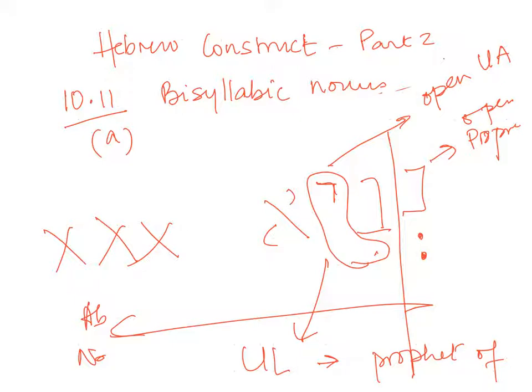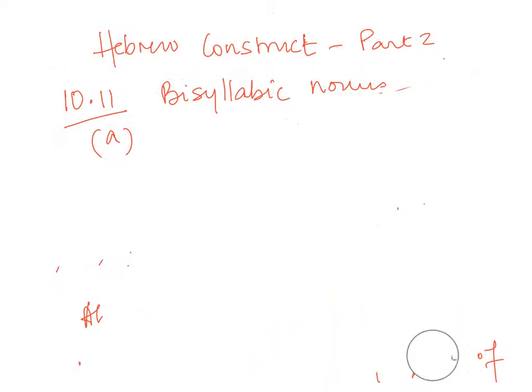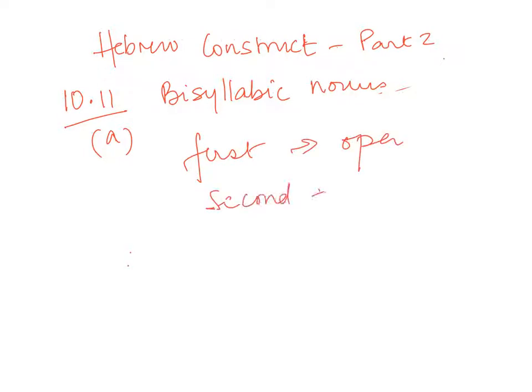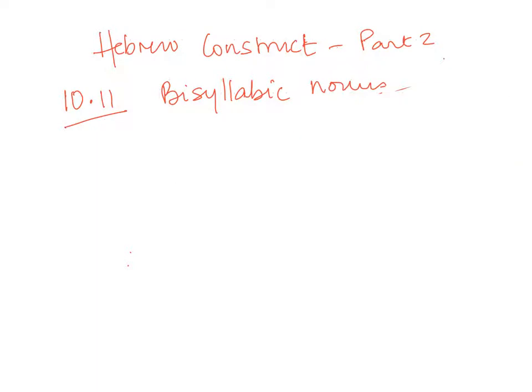Now, all these were examples typically, except the last one, where the first syllable was open and the second syllable was closed. And we said in the open syllable there's going to be a volatilization, and in the closed syllable there's going to be a shortening of the vowel. So what is going to happen if both of them are closed syllables? That's what we're going to see in 10.11b. It's a case of both syllables closed.